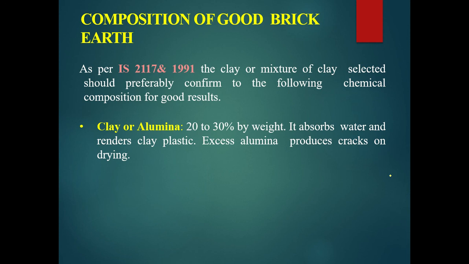And if it is less, then it doesn't make your clay plastic, meaning you cannot mold the clay into any shape you want. So see that the percentage of alumina is ranging around 20 to 30%.